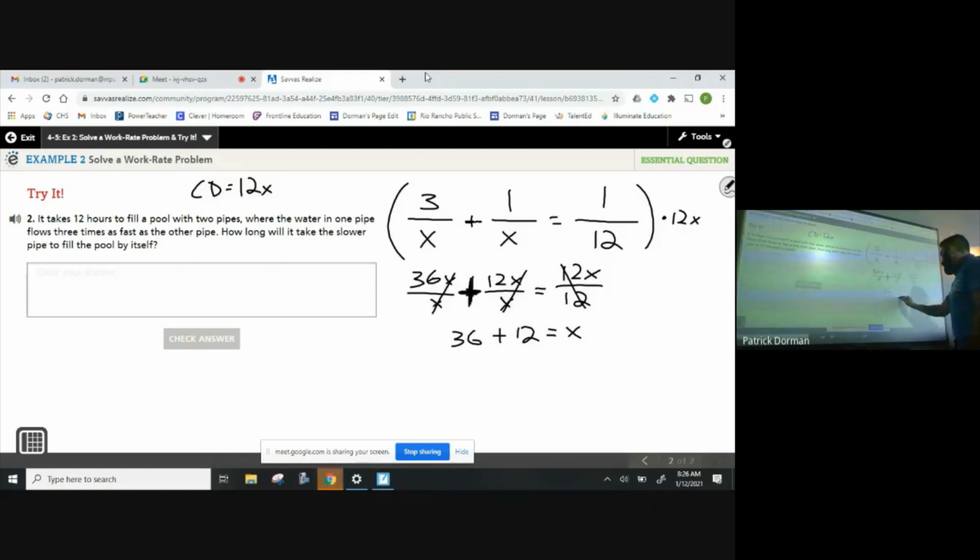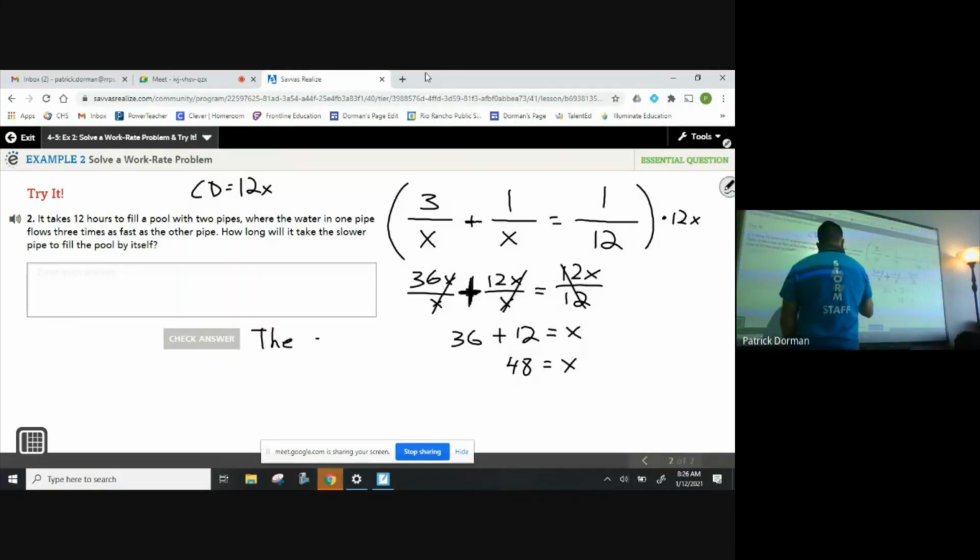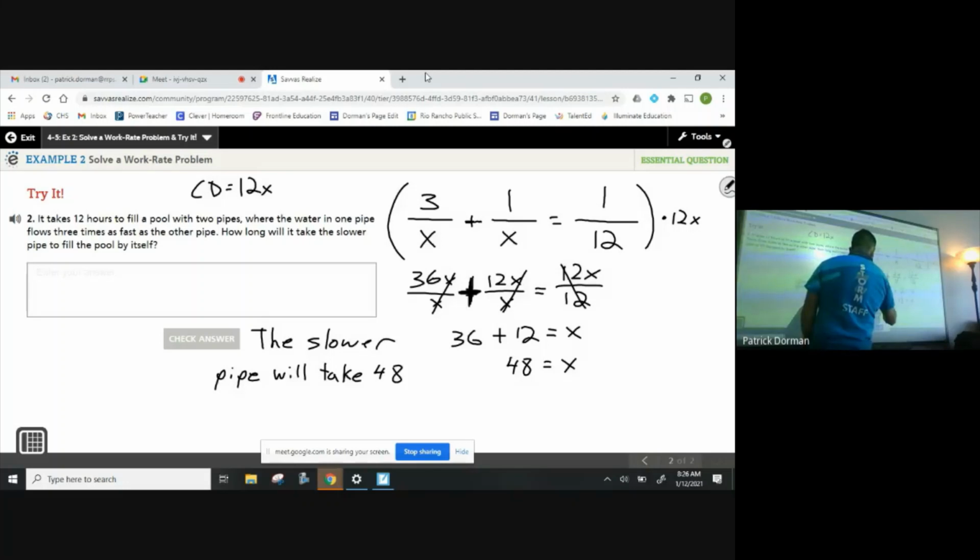Fantastic. Let's add those guys together. So 48 is x. So what does that mean? That means that the slower pipe is going to take 48 hours. Okay, the slower pipe will take 48 hours. And there you go.